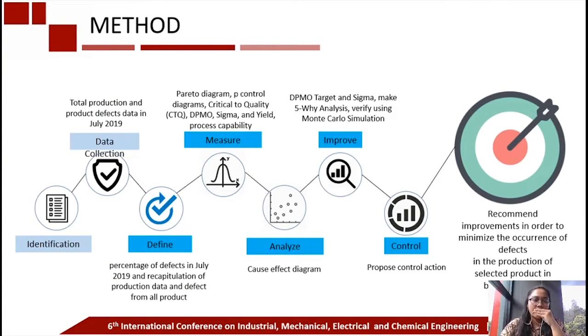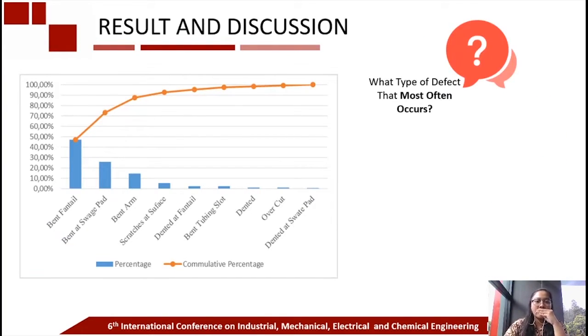The method is first identification and then data collection. The data is the total production and product defects data in July 2019. The method is Six Sigma, including define, measure, analyze, improve, and control. The goal is to recommend improvements in order to minimize the occurrence of defects in the production of the selected product in the brushing room. And this is the result and discussion.